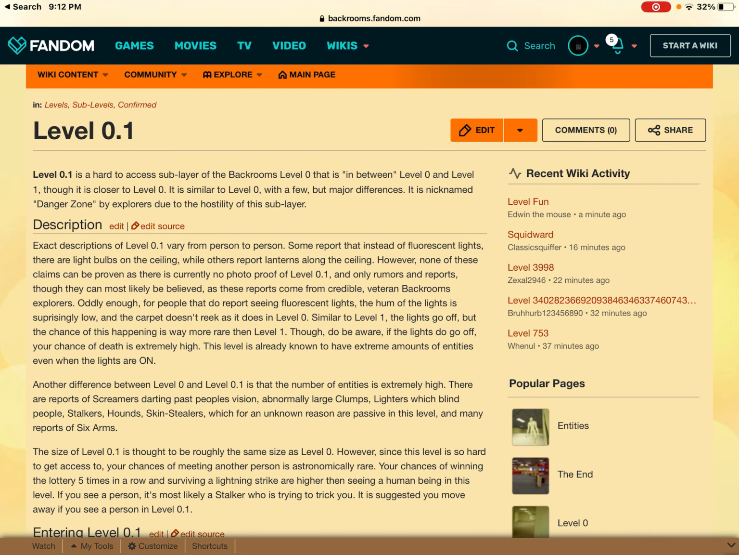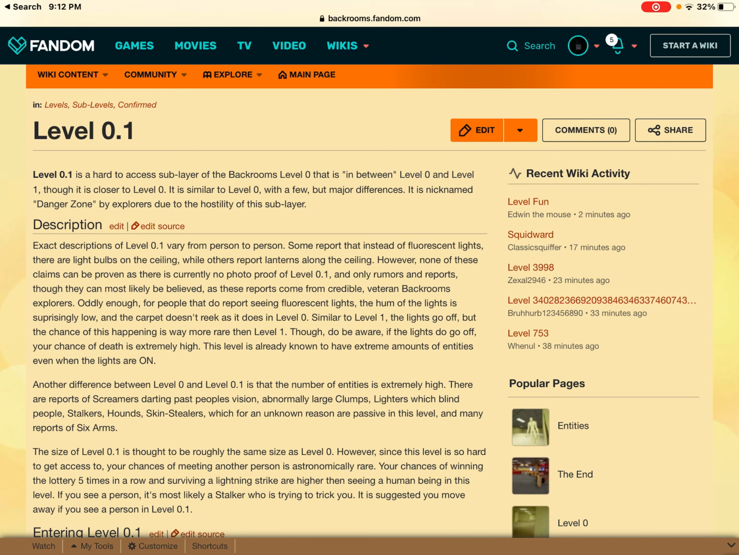Description. Exact descriptions of Level 0.1 vary from person to person. Some report that instead of fluorescent lights, there are light bulbs on the ceiling, while others report lanterns among the ceiling. However, none of these claims can be proven as there is currently no photo proof of Level 0.1 and only rumors and reports, though they can most likely be believed as these reports come from credible veteran Backrooms explorers.